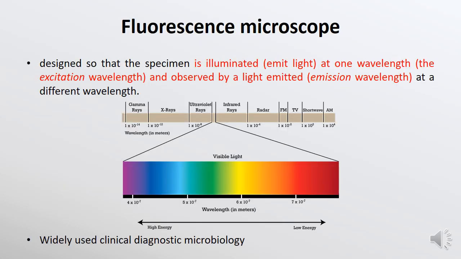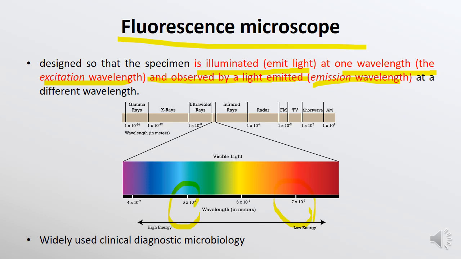The following microscope is the fluorescence microscope. The fluorescence microscope is designed so that a specimen is illuminated, or made to emit light, at one wavelength, which we call the excitation wavelength, and observed by the light emitted, which we call the emission wavelength, at a different wavelength. So usually the sample will be excited at one wavelength, and then the reading will be done at a different wavelength, and it is widely used in the clinical diagnostic microbiology lab.